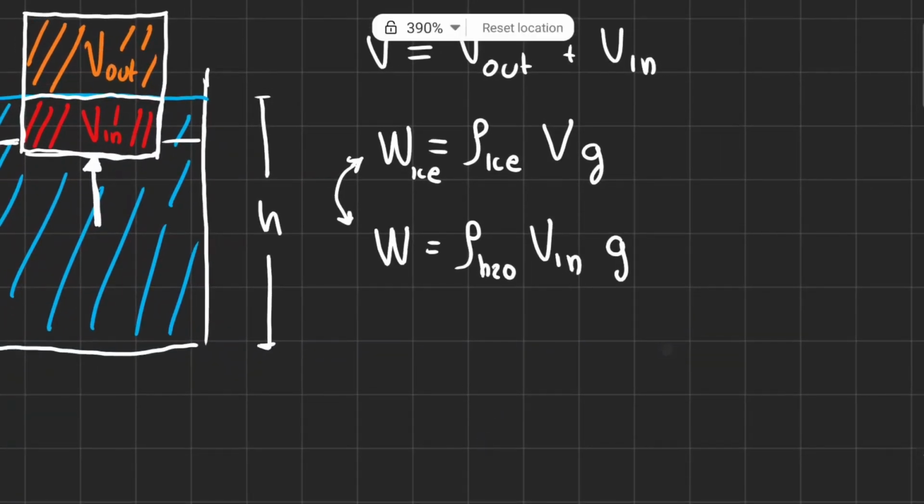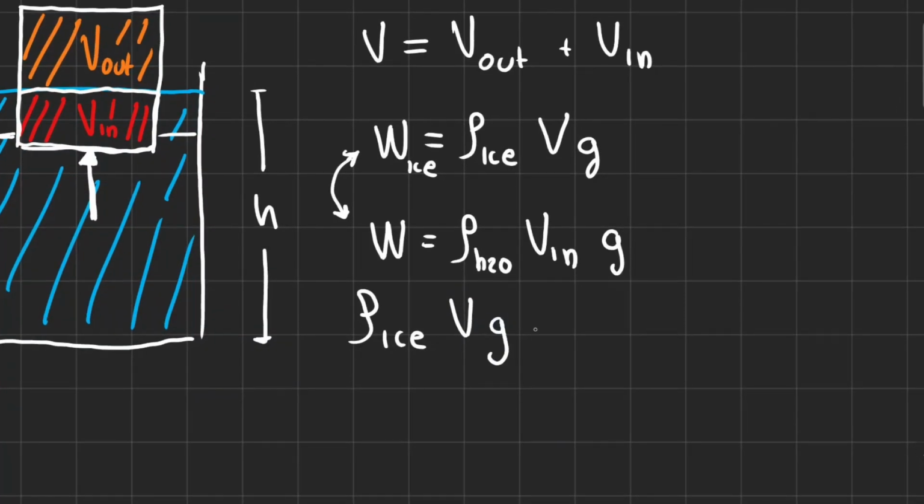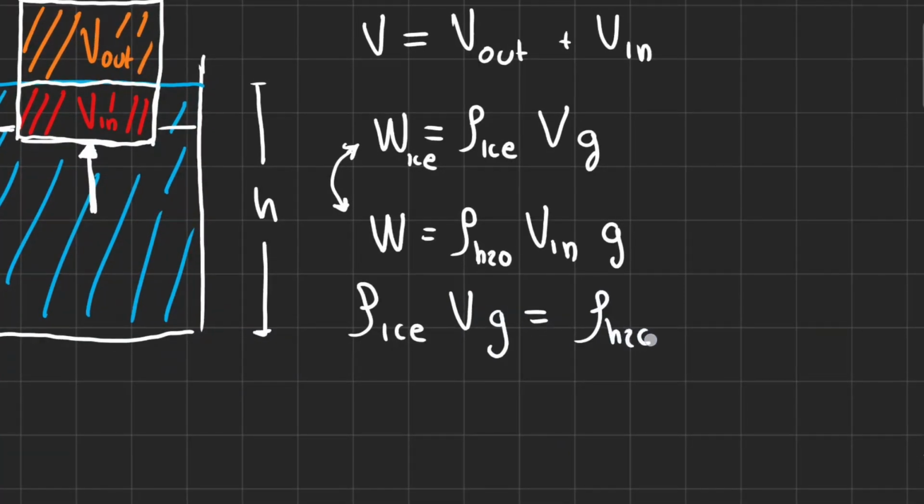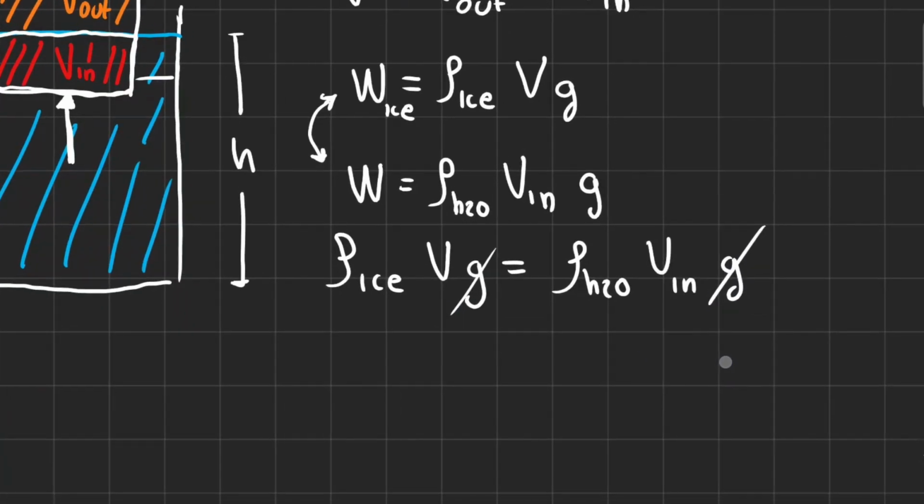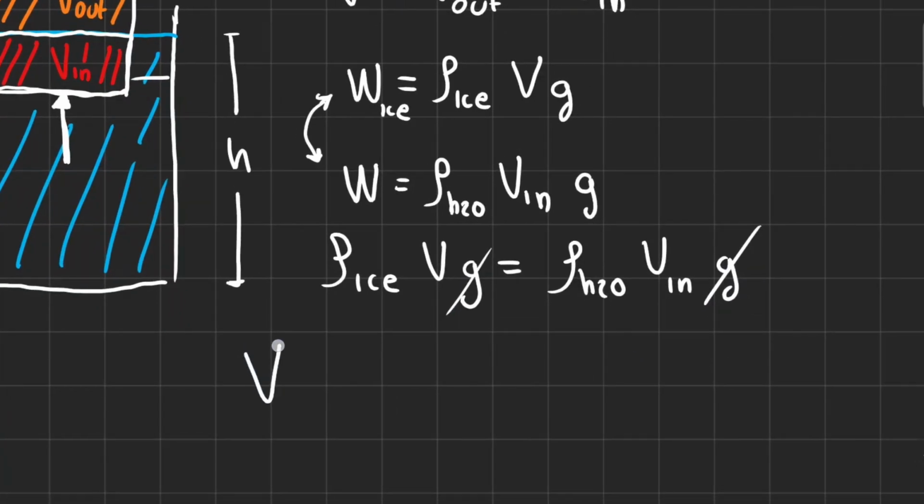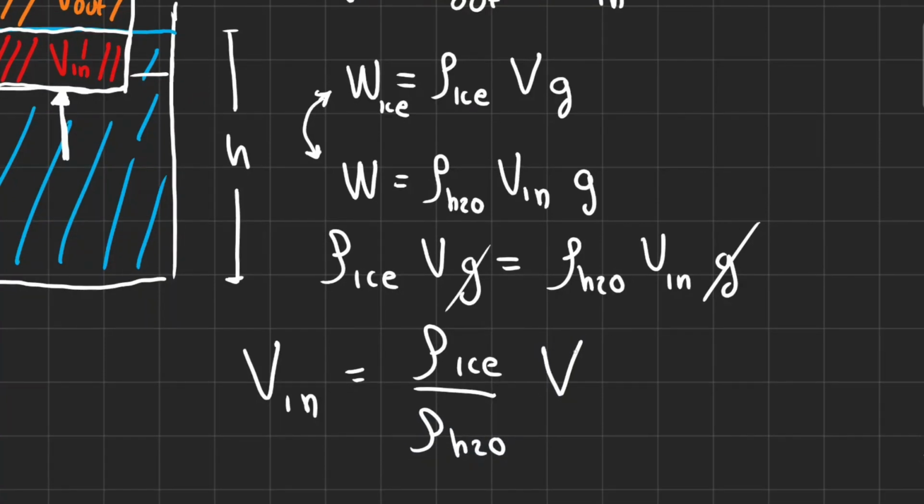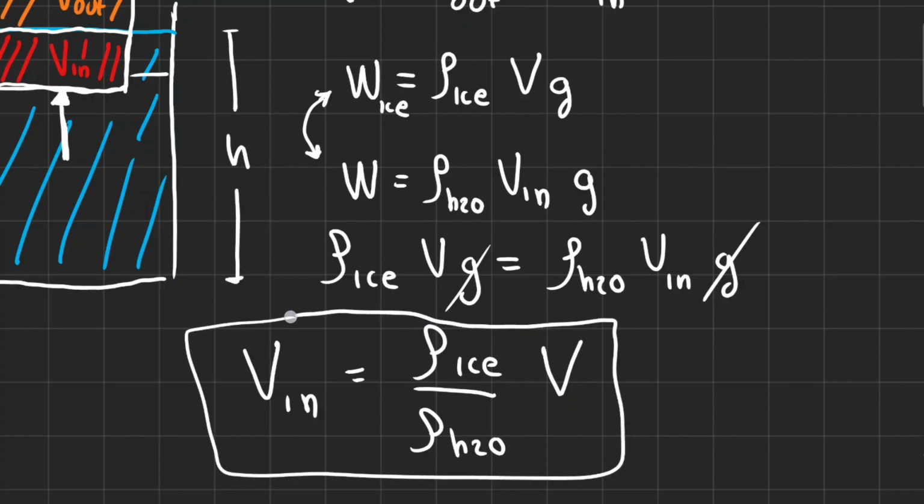So what happens if we equate these equations? We get that the density of the ice times the volume of the ice times the gravity is equal to the density of the water times the volume displaced, which is V in, times the gravity. We cancel the g's, and we get that the volume that was displaced is equal to the density of the ice over the density of the water times the total volume of the ice cube. This will be a very important result.